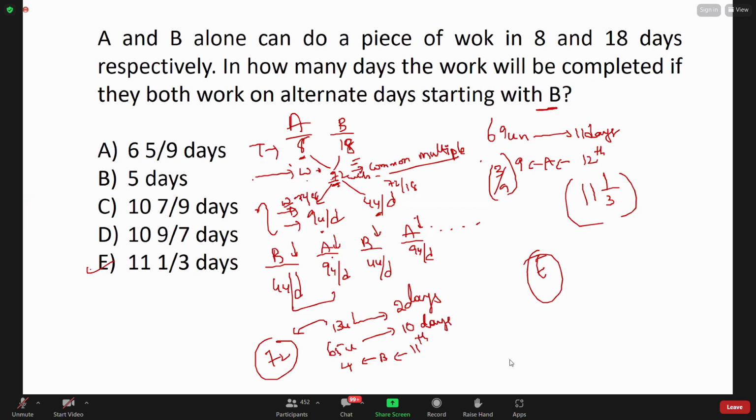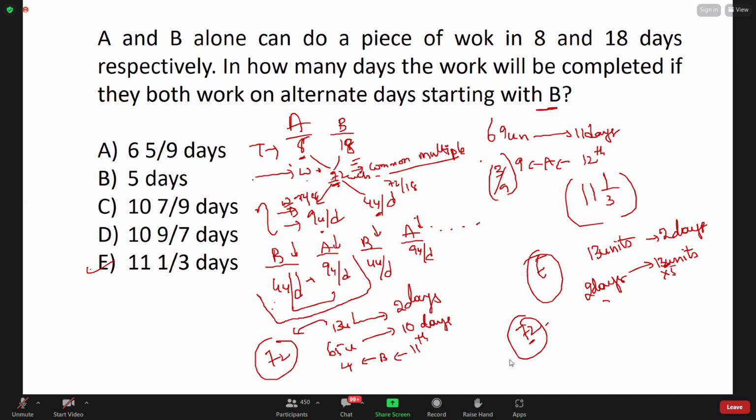Now, because B and A work on alternate days, for every 2 days the number of units of work done would be repeated. So here, 4 units plus 9 units, 13 units per 2 days is completed. Every 2 days, they'll complete 13 units. So the total work they have to do is 72 units. So what is the closest multiple of 13 to 72? 65.